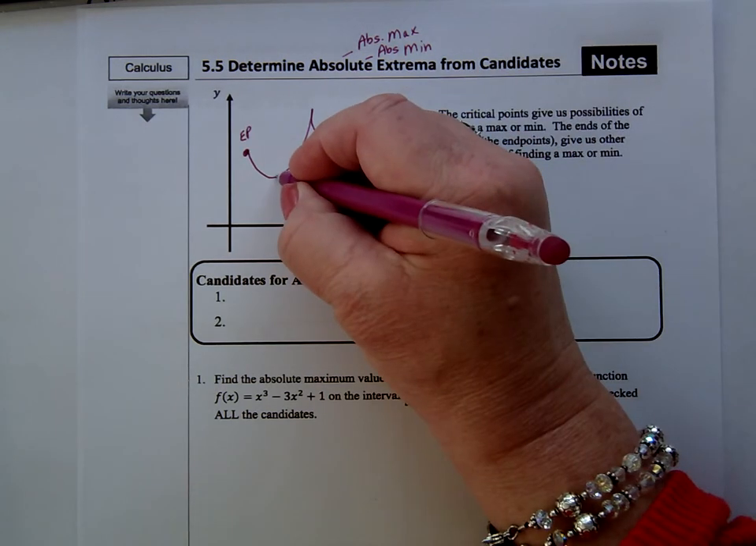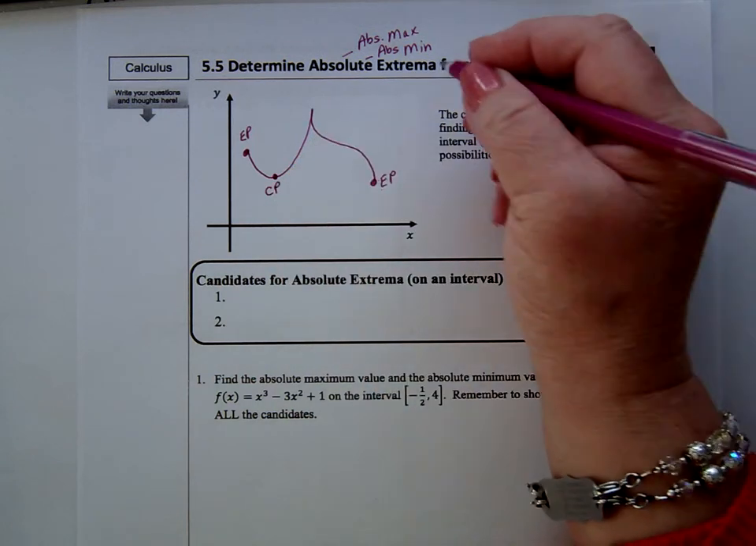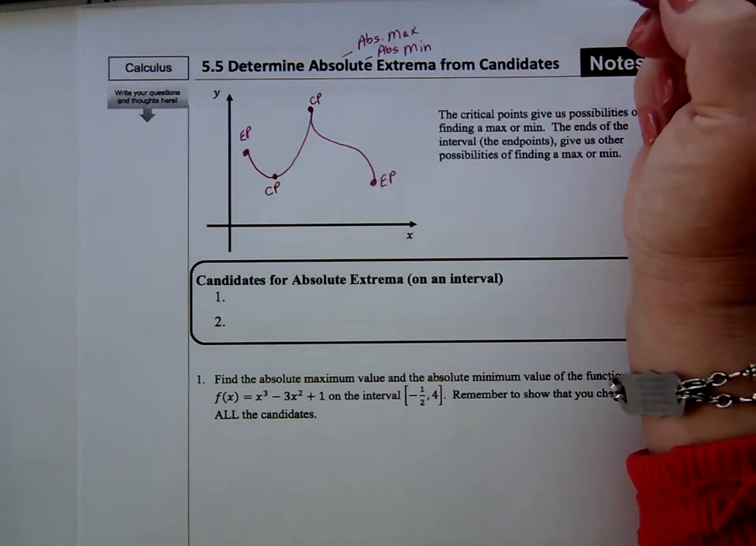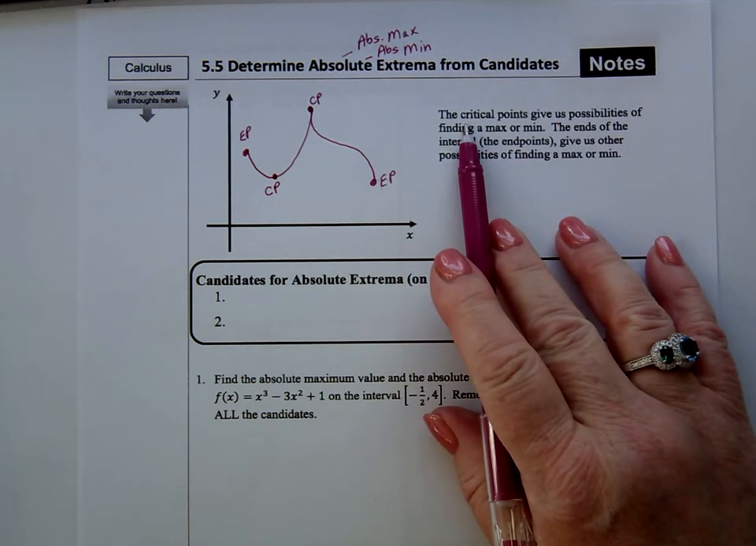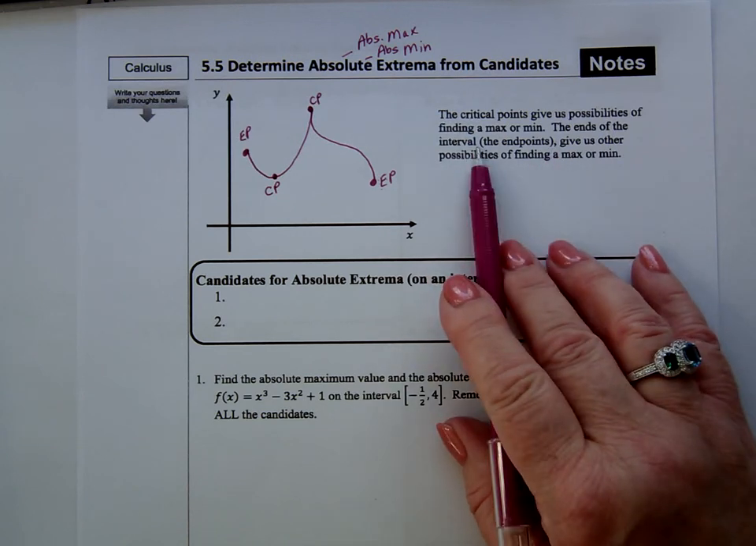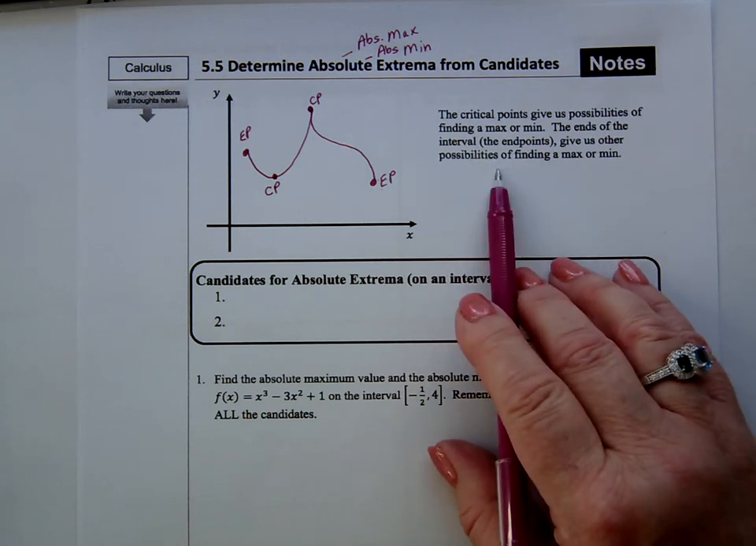And then I can see that this point here would be a critical point. We've talked about those earlier. And this point here would actually be also a critical point. So critical points give us the possibilities of finding a maximum or a minimum, where the ends of the interval, the endpoints, give us another possibility for finding a maximum or a minimum.